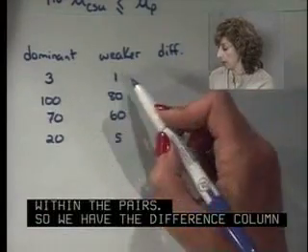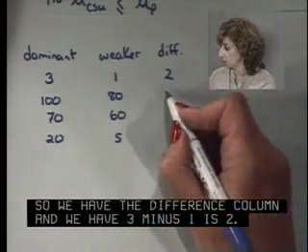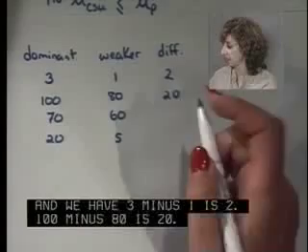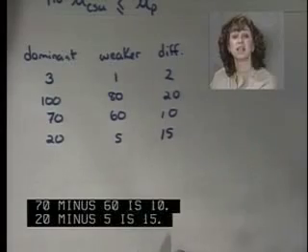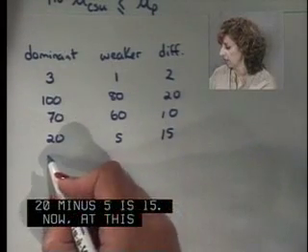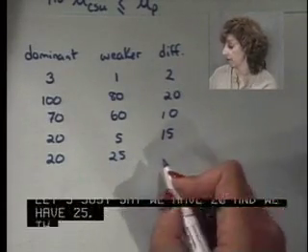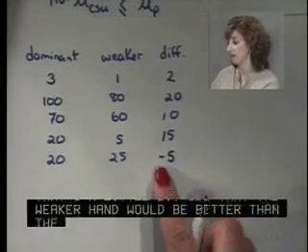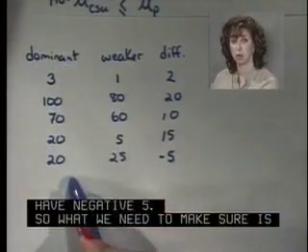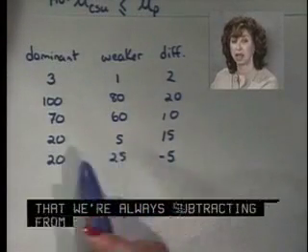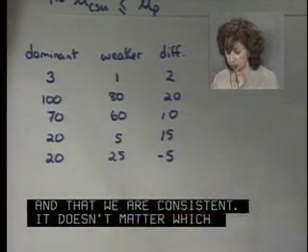and we have 3 minus 1 is 2, 100 minus 80 is 20, 70 minus 60 is 10, 20 minus 5 is 15. Now at this point, let's just do one other. Let's just say we have 20 and we have 25. It's a little bit odd that the weaker hand would be better than the dominant, but now when we subtract we have negative 5. So what we need to make sure is that we're always subtracting the first column minus the second column and that we are consistent. It doesn't matter which way we subtract, just so long as we're consistent.